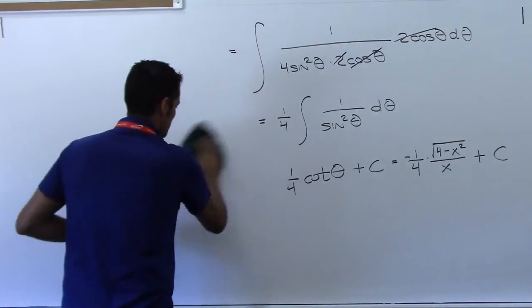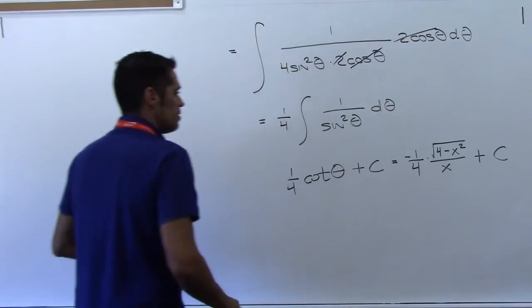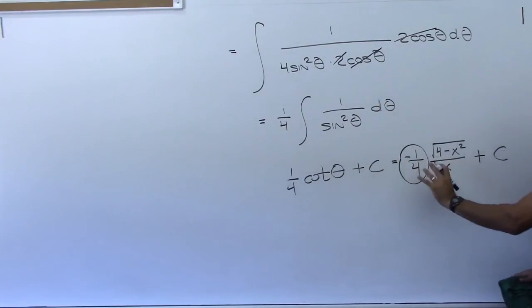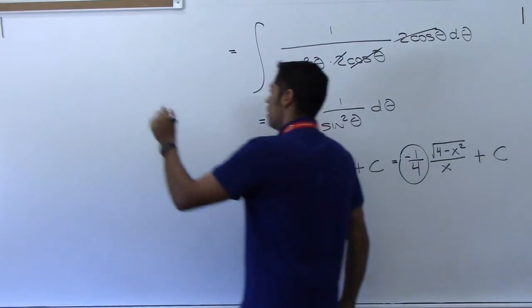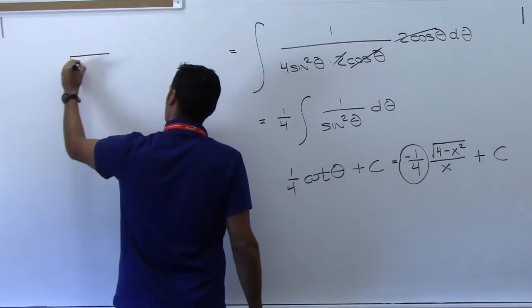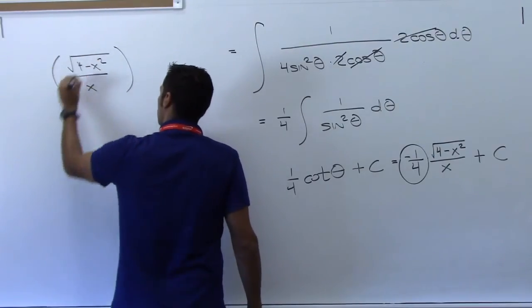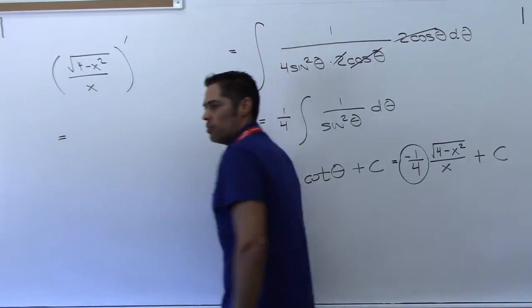All right. Okay, so I need to be able to take the derivative of this, right? So let's just not even deal with the negative 1/4 for right now. Let's just come back to that. Let's take the derivative of this. So I have square root 4 minus x squared over x. I'm going to take its derivative, which means I'm going to use the quotient rule.